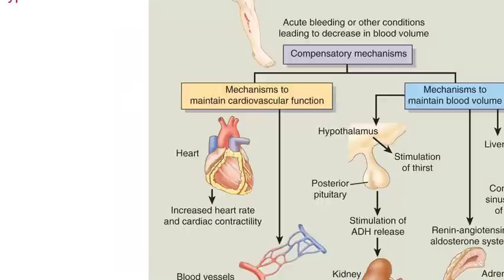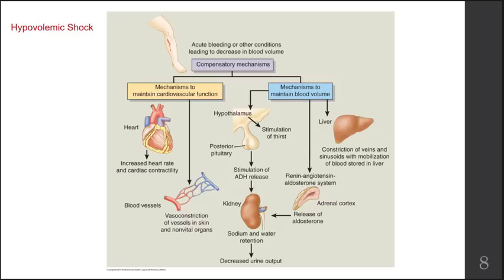Now at the level of the liver, there will be constriction of veins and sinusoids with the mobilization of blood that's stored in the liver. In other words, the liver will expel some of its stored blood, because it does act as a bit of a reservoir of blood, in order to increase blood volume for the sake of saving other organs.